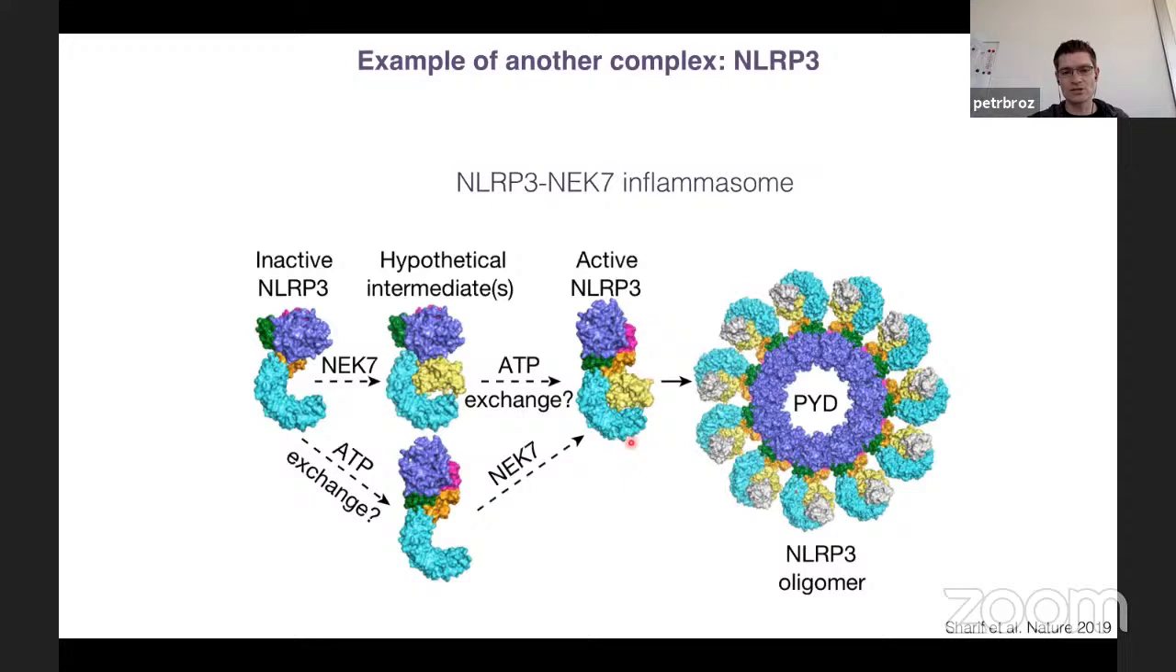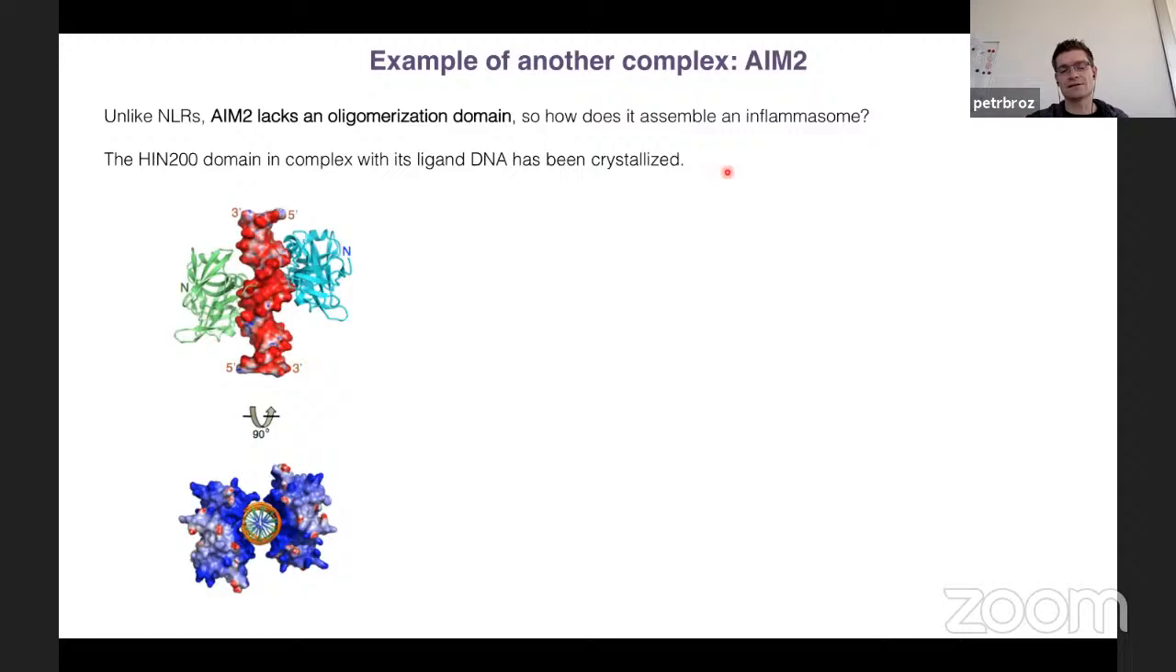So these subunits oligomerize to form this type of wheel here. And it works a little bit differently for M2. M2 has a different architecture. M2 is not an NLR, M2 is a pyrin protein. So it only consists of a DNA binding domain and a pyrin domain. It lacks this NBD domain, so it cannot oligomerize by itself. Of course, this raises the question: how can it assemble an inflammasome?